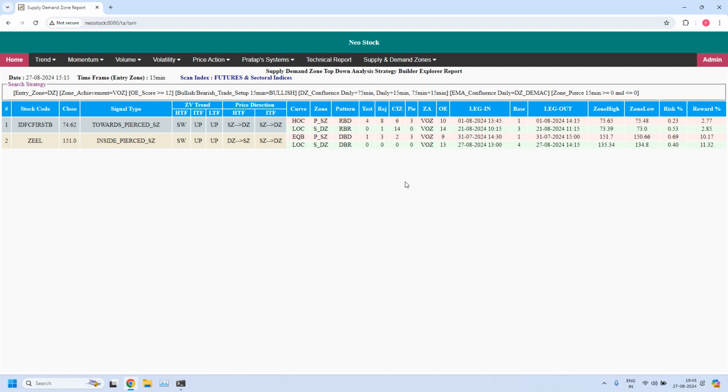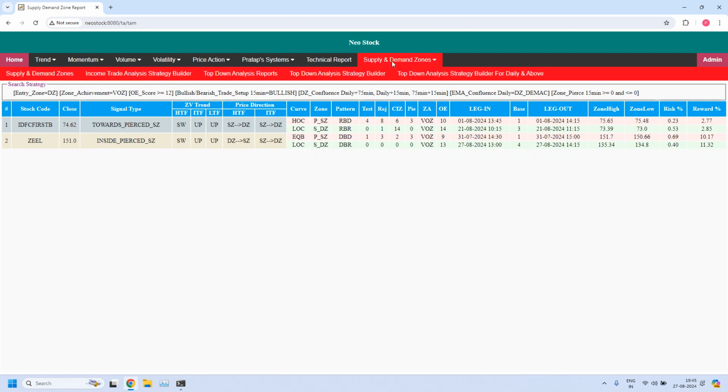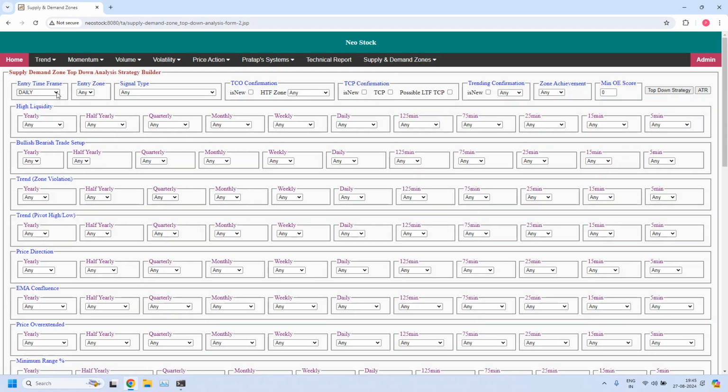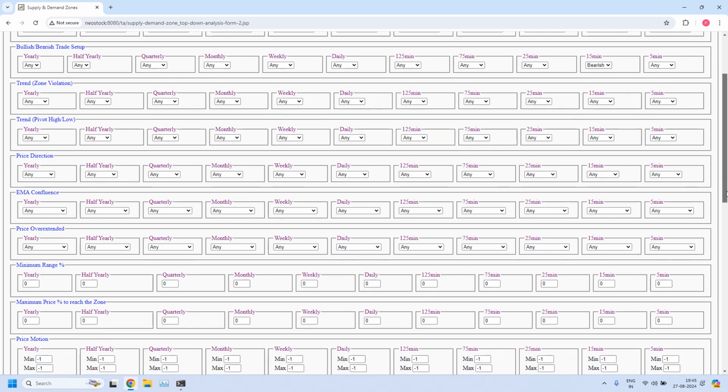Okay, this is about daily income trade bullish trade setup. Next, daily income trade bearish trade setup. So entry time frame is 15 minutes. Entry zone is supply zone in bullish or bearish trade setup. At 15 minutes time frame, I am selecting bearish. The 15-minute supply zone should not be pierced.